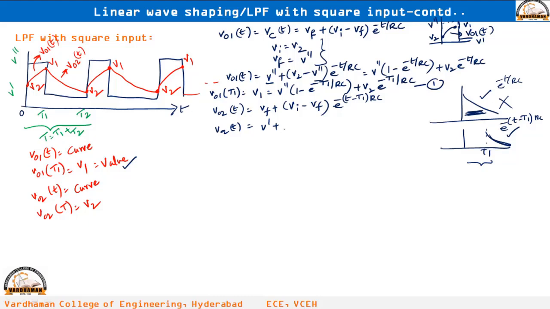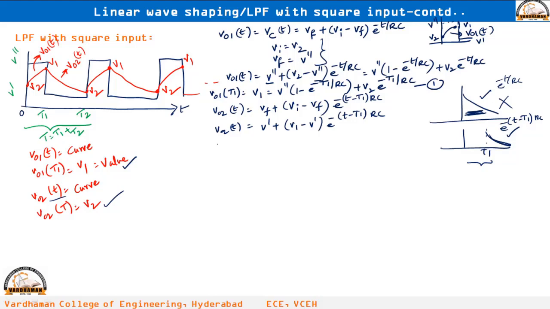Okay. Next, plus V input is coming from V1. So V1 minus, again the final value is V dash, multiplied with e power minus of (t minus t1) by RC. As I said previously, in the V02 of t, that means in this particular equation, if you take t is equal to capital T, you will get V2. Okay, V2 is the voltage level of the output at t is equal to capital T.